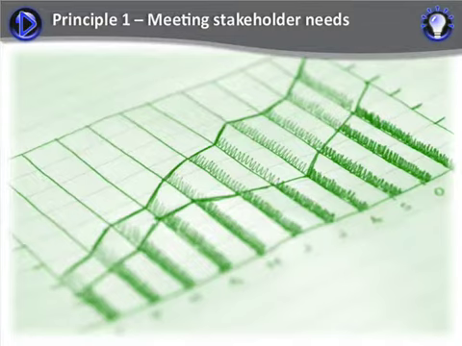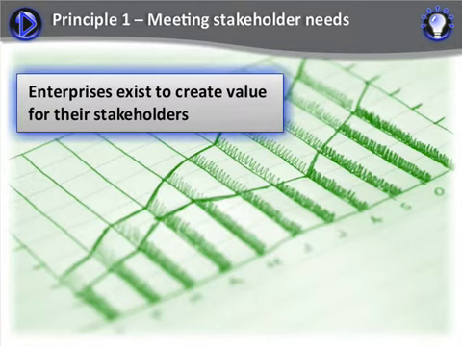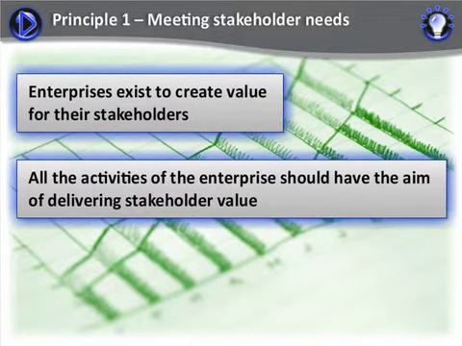We're going to introduce each principle here before we look at them in more detail in the rest of the module. Let's start with a brief look at Principle 1, Meeting Stakeholder Needs. Enterprises exist to create value for their stakeholders. You should understand that value can take many forms. Financial value is just one of them. For example, citizens are stakeholders in their local fire department, but the value they expect is not financial. All the activities of the enterprise should have the aim of delivering that stakeholder value, though not at any cost.